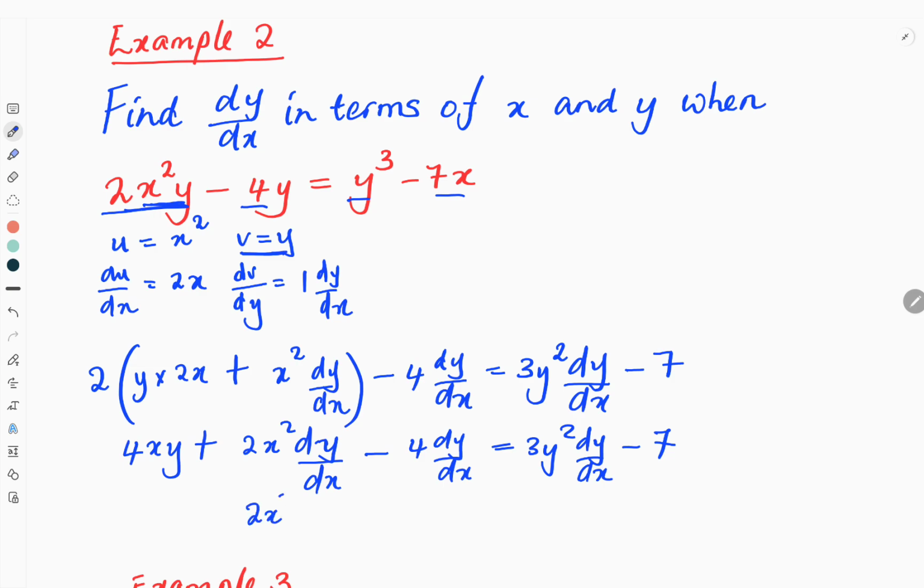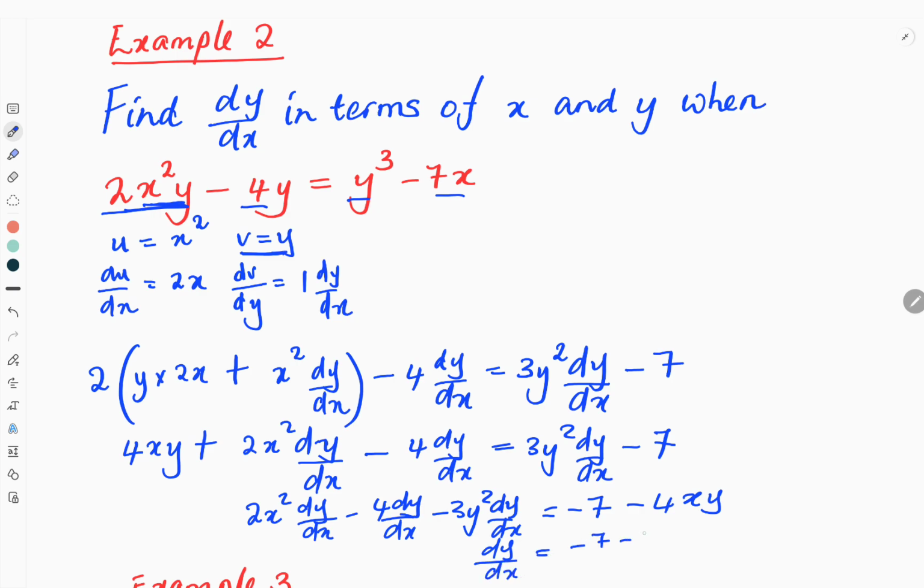So we will be left with 2x squared dy/dx minus 4 dy/dx minus 3y squared dy/dx is equal to, here that will be a negative 7 minus 4xy. So we factor out our dy/dx, then we divide that side. Then dy/dx will be equal to negative 7 minus 4xy, all divided by 2x squared minus 4 minus 3y squared. And that's how you differentiate this function.